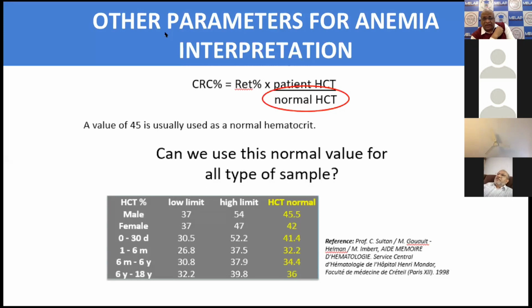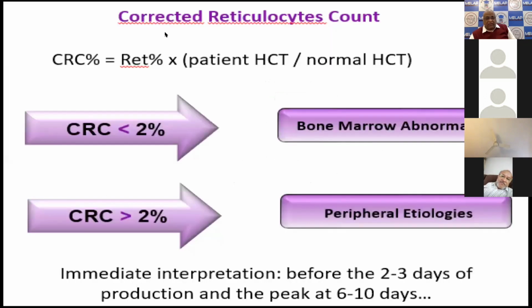It has to be corrected for anemia. And how is it corrected? Reticulocyte percentage is multiplied by patient hematocrit divided by normal hematocrit. In the adult population, generally we keep 45 as the normal hematocrit. Otherwise, we have to follow, according to age, what is the normal hematocrit at a particular age. So we calculate this corrected reticulocyte count and we use this if we are following the manual method.